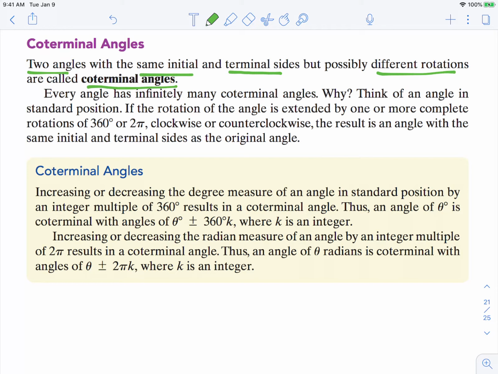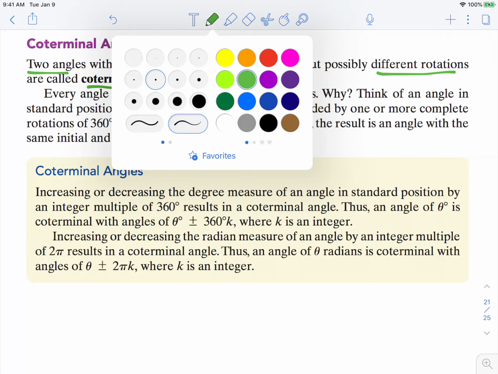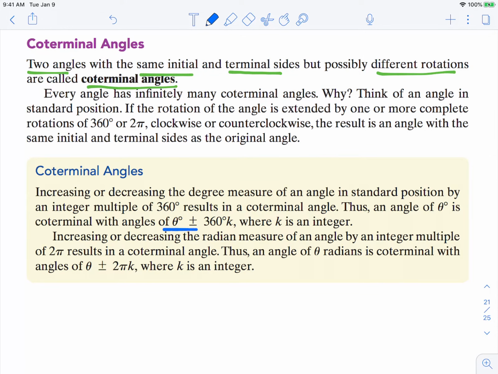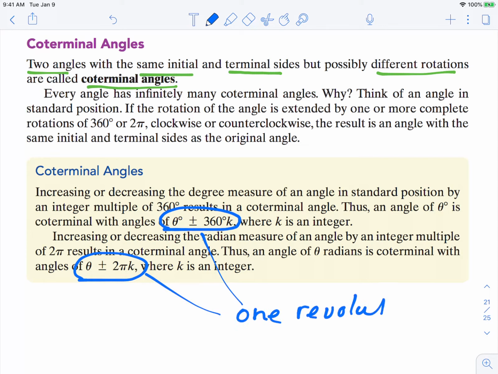Think of an angle in standard position. If the rotation of that angle is extended another revolution, 360 degrees or 2 pi, clockwise or counterclockwise, the result will give you the same initial and terminal side. So how you find coterminal angles is you're going to add or subtract 360 degrees or add or subtract 2 pi, because those are both one revolution around the coordinate plane.